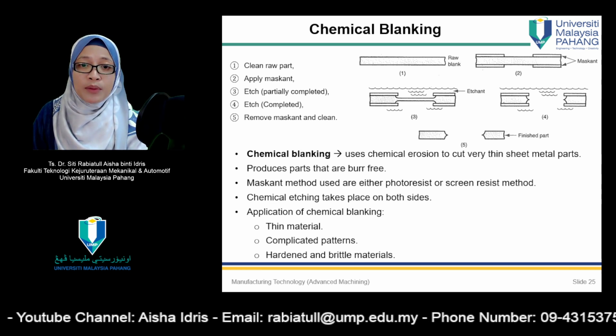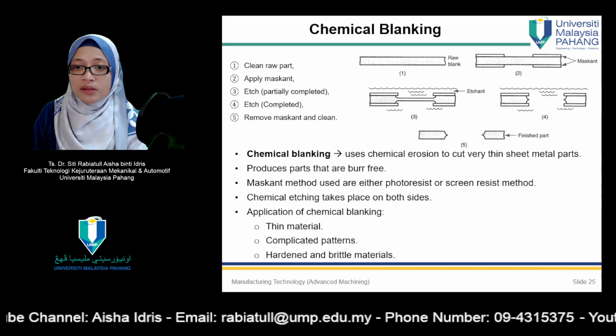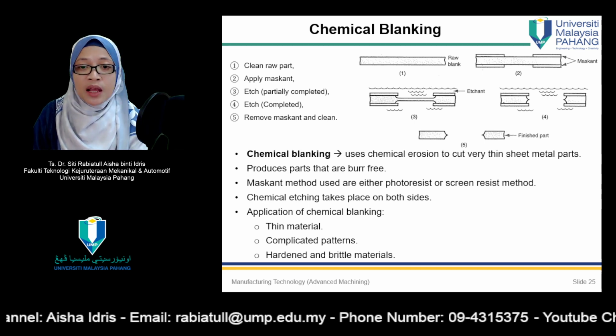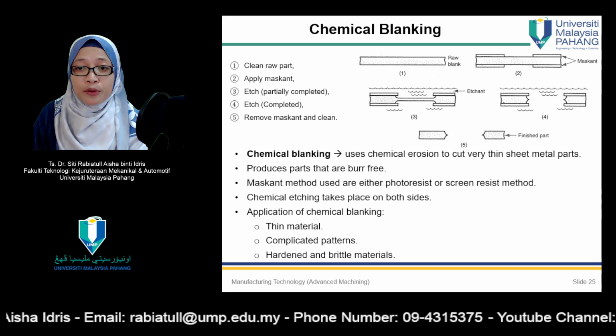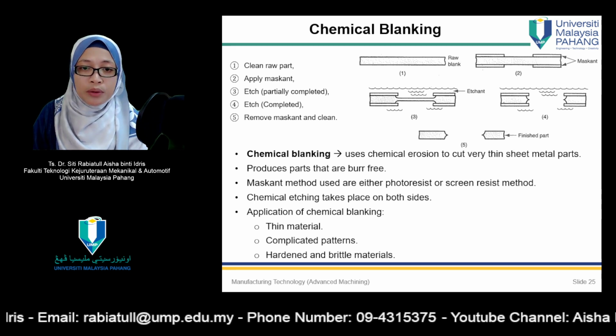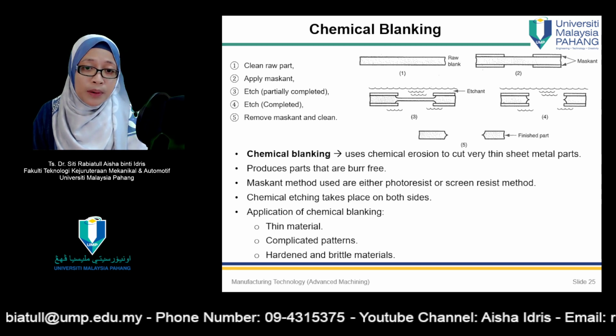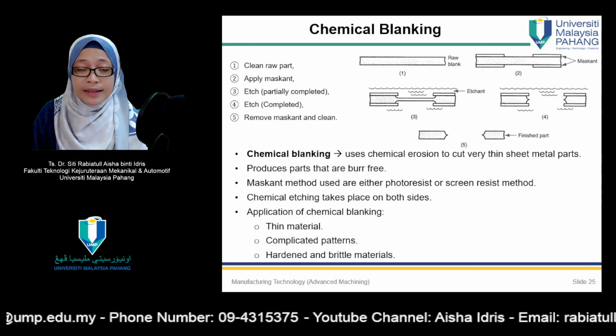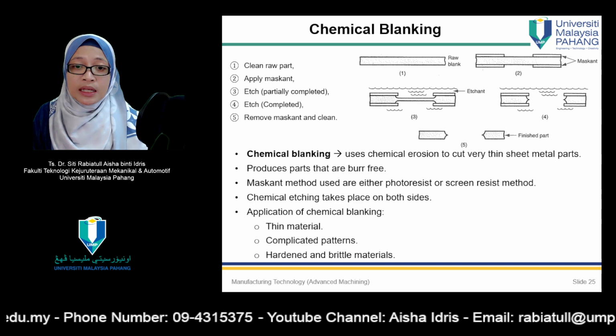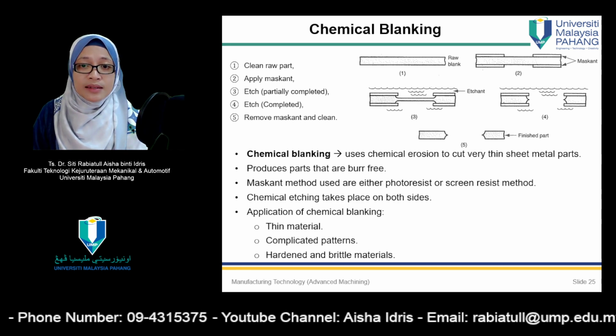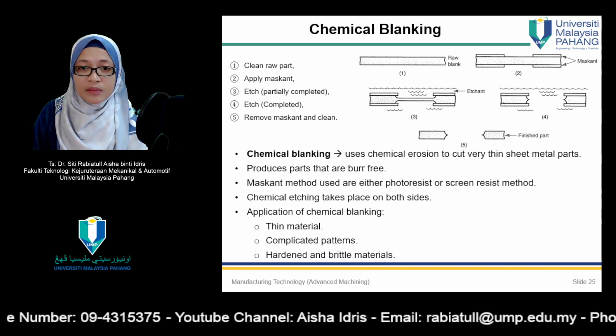Because chemical etching takes place on both sides of the part in chemical blanking, it is important that the masking procedure provides accurate registration between the two sides. Otherwise, the erosion into the part from opposite directions will not line up. This is especially critical with small part sizes and intricate patterns.